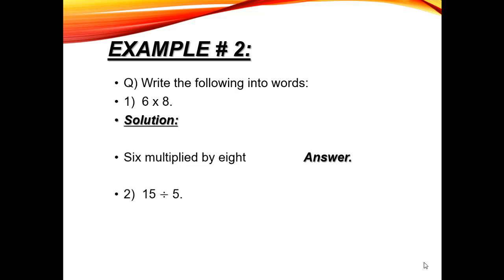Number 2, 15, then there is a sign of division between 15 and 5. How can we write it in words? We can write it as 15 divided by 5. So in both examples, you just have to convert between the symbolic form and the word form.